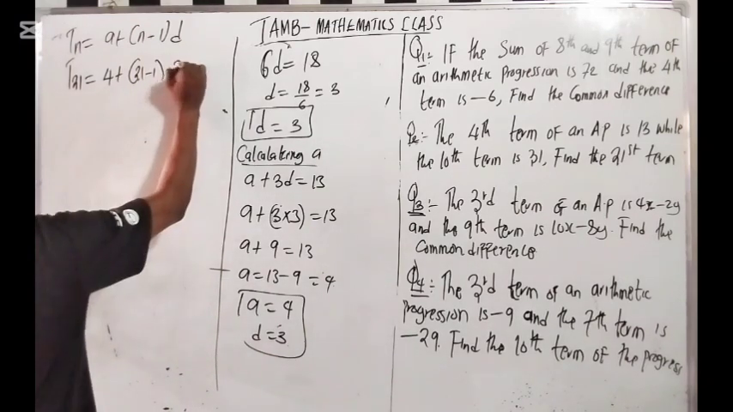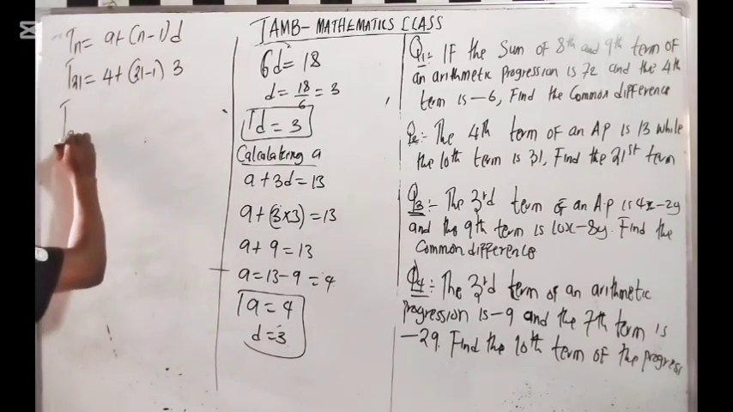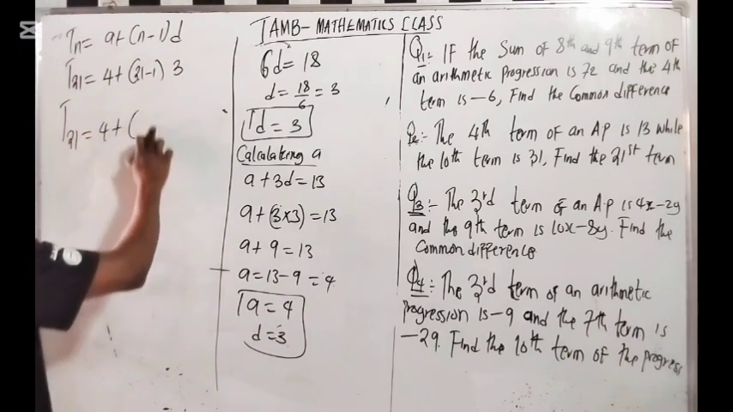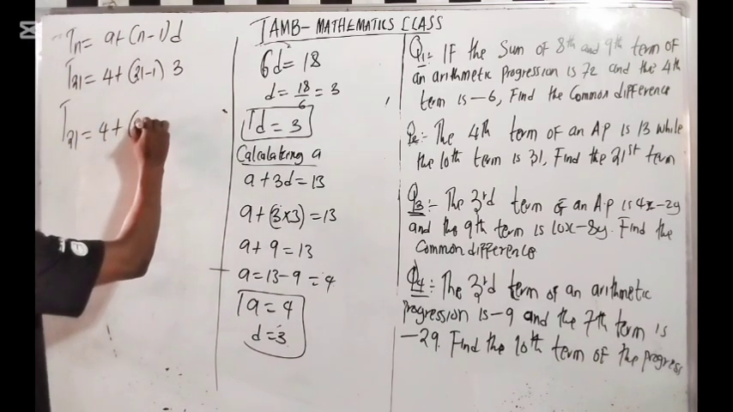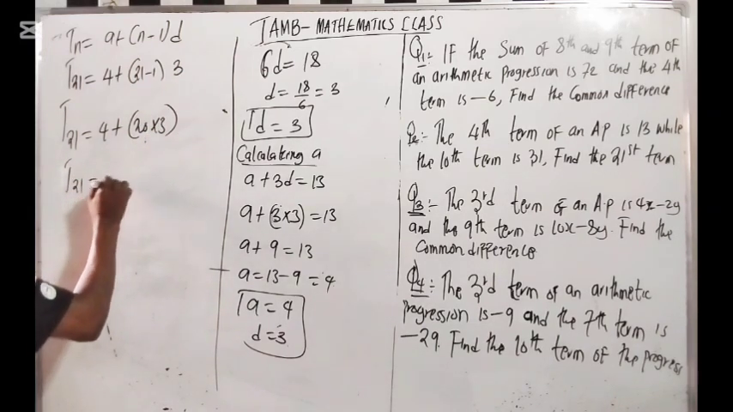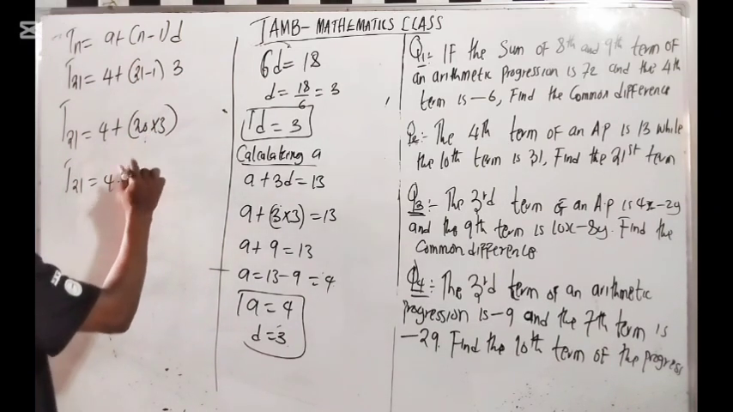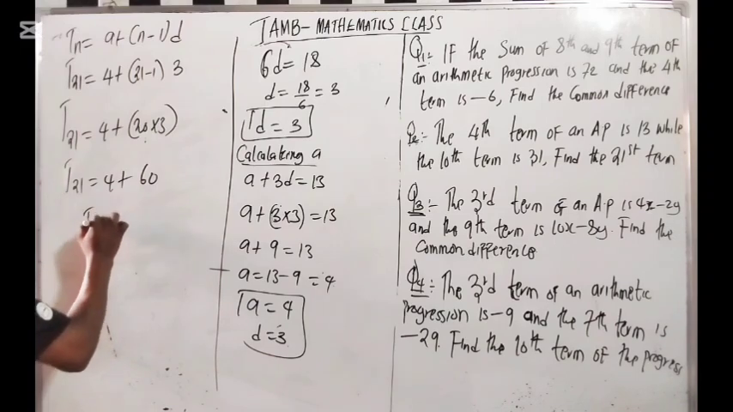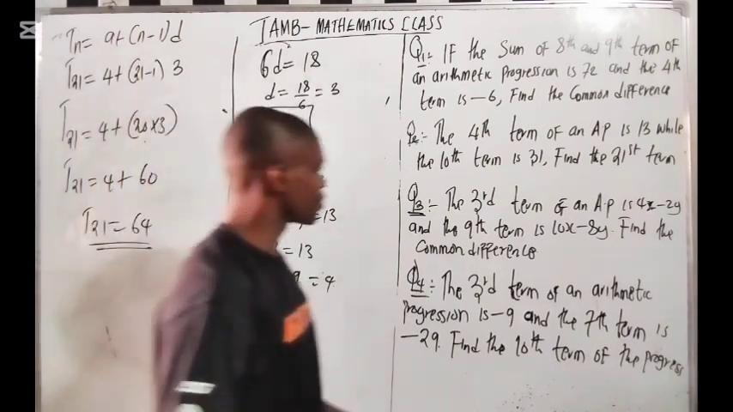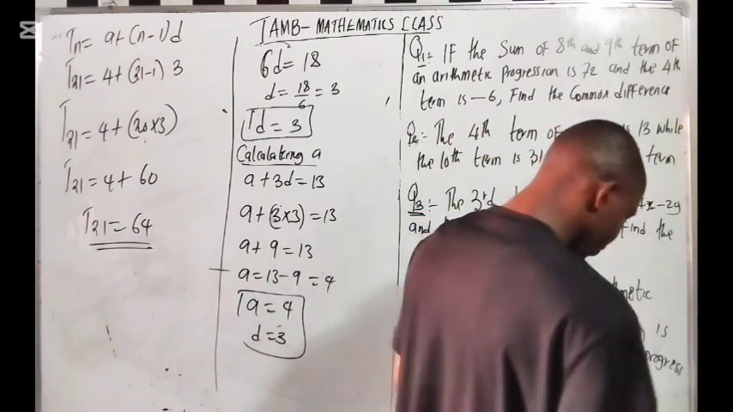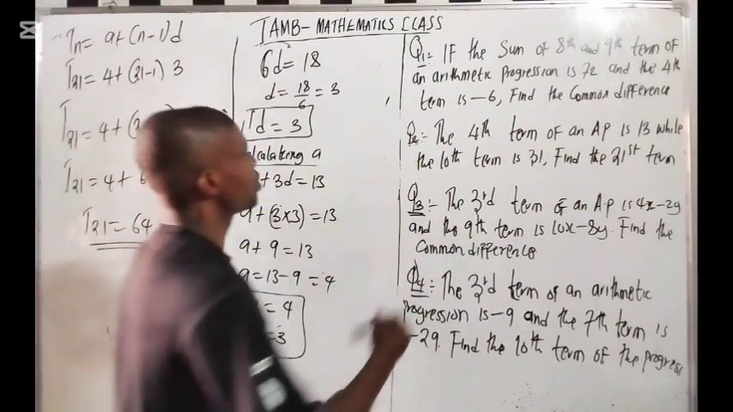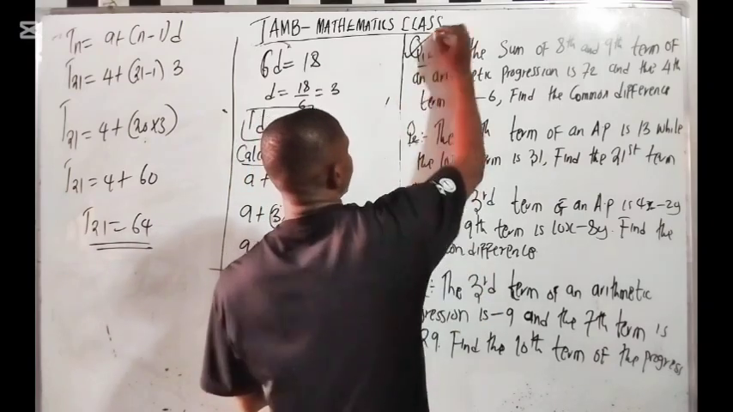Then my d is 3. It's okay. So here we have T21 equals 4 plus 21 minus 1, which is 20, times 3, right? So we have T21 equals 4 plus 60, which is 64. That is the answer. Do you understand? As easy as that. So we have done this one here.